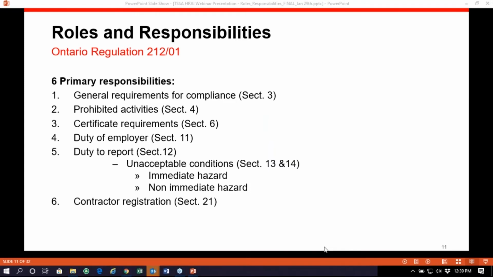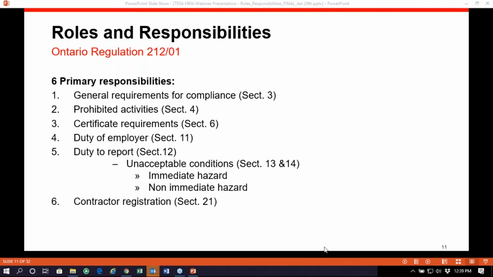So I've chosen particular sections out of the Ontario Regulation 212. Again, it's for natural gas, but it's similar wording in the other regulations as well. And so for our purposes today, I'm going to use 212 for our discussions.